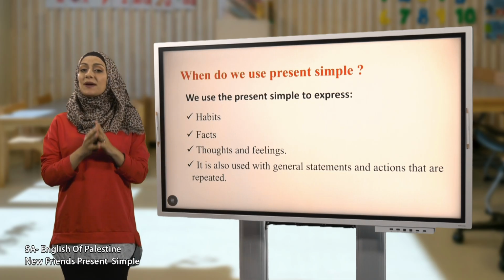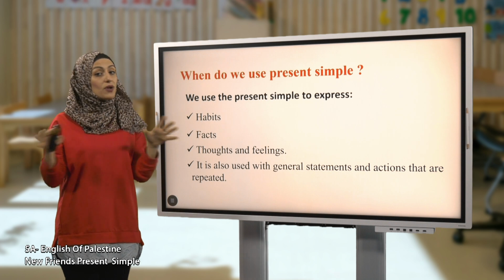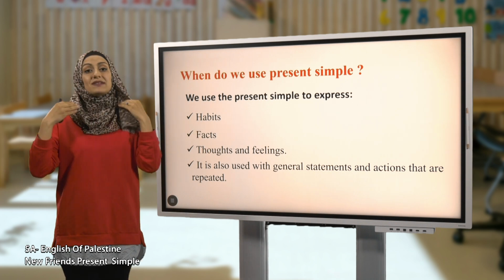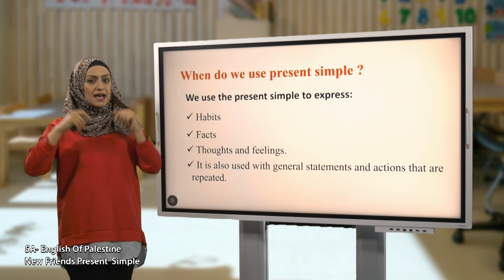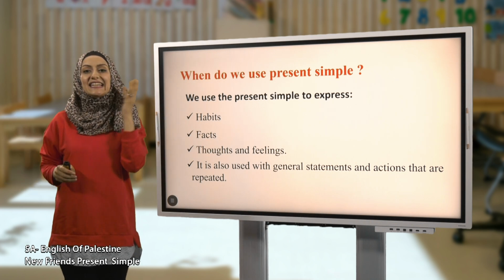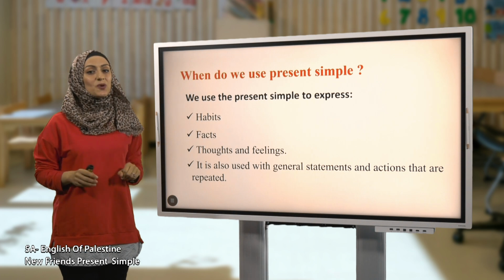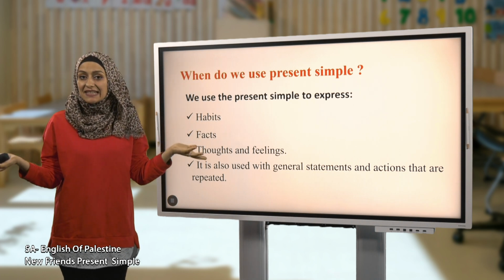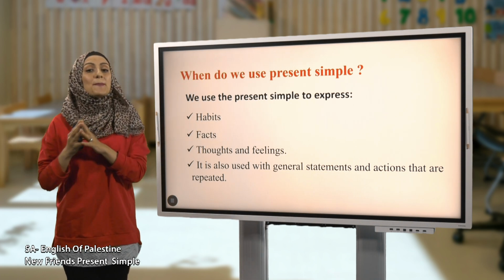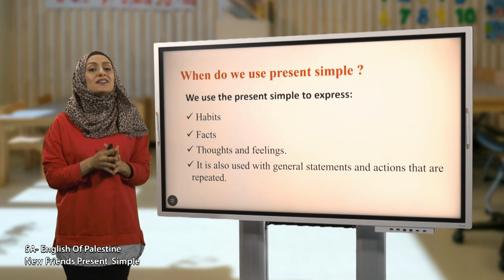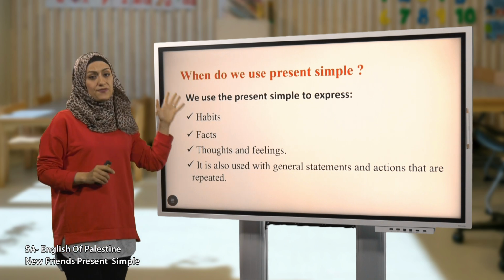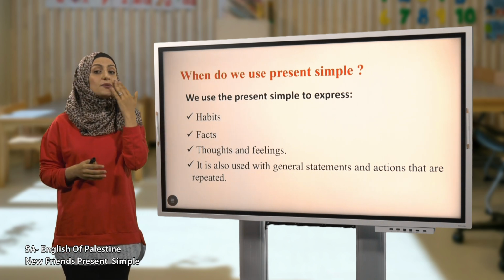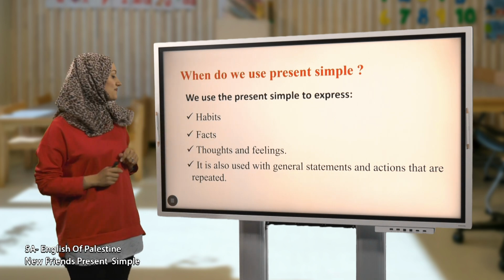Facts. When we talk about things that are always true or in general true, we use the present simple. For example, lions eat meat. What do lions eat? Lions eat meat. Water boils at 100 degrees. Excellent. These are facts, like the facts that you learn in your science book.